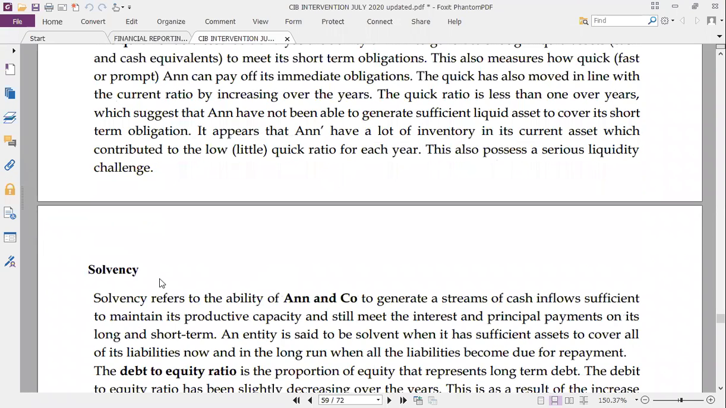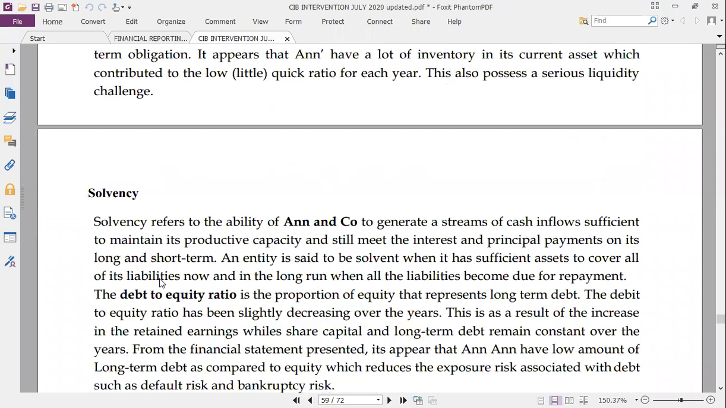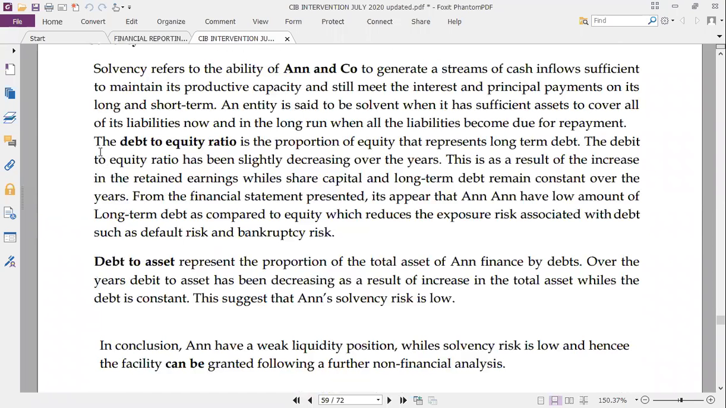You go to solvency. Use the first paragraph to talk about solvency. Then the second paragraph to talk about debt to equity and debt to asset. That's all. Here you cannot calculate interest cover. Take note, you cannot calculate interest cover because there's no P&L here. Interest cover is part of solvency ratios, but you cannot calculate it because there's no P&L in the question.